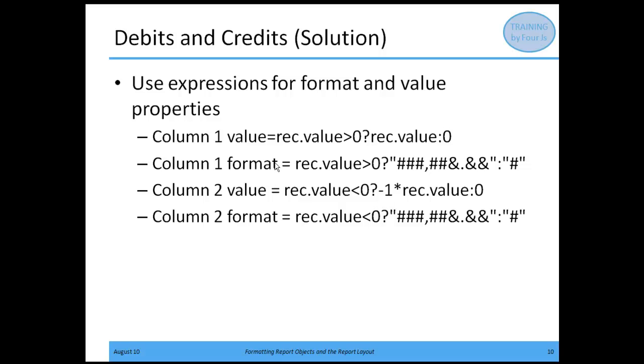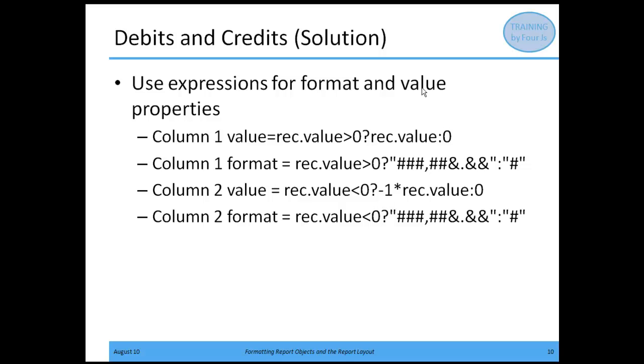So let's look at the value property first. For the credit column, we're going to say if the value is greater than 0, then I want you to print out the value, otherwise print out 0. For column 2, we're saying if the value is less than 0, then I want you to put out, in this case, -1 times the rec value. So I'm going to turn it into a positive number, but I'm going to display it in the debit column so that the user knows it's a negative. And otherwise I'll put a 0. So I know that one of the columns is going to contain a 0 and the other is going to contain a number.